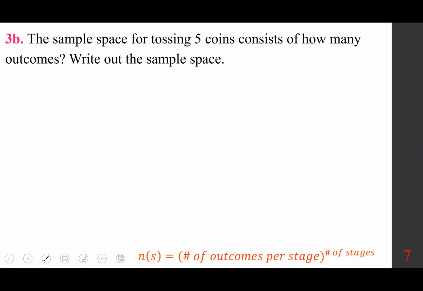Now, this sample space is for tossing 5 coins. We want to know how many outcomes. Just like the true false, a coin has 2 outcomes, heads and tails, and there are 5 coins. Those are 5 stages, so it becomes 2 to the power of 5. So the number of outcomes per stage: each coin has 2 outcomes, tails, heads, and then how many coins? 5. 2 to the power of 5. That's 32 different outcomes.